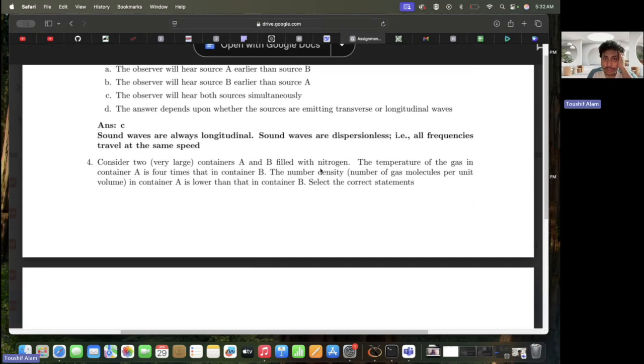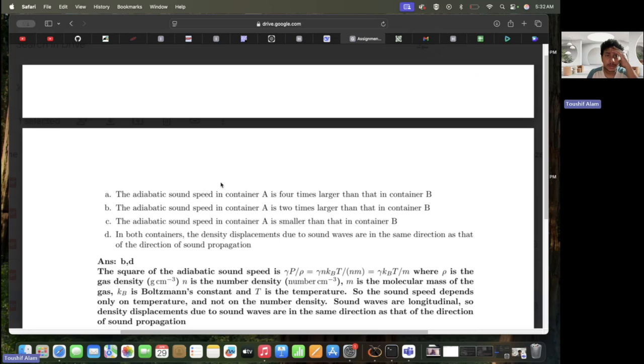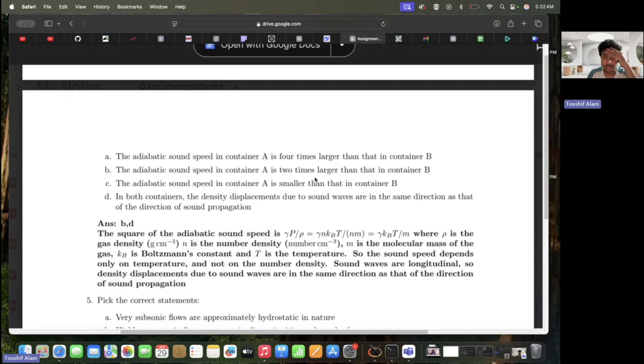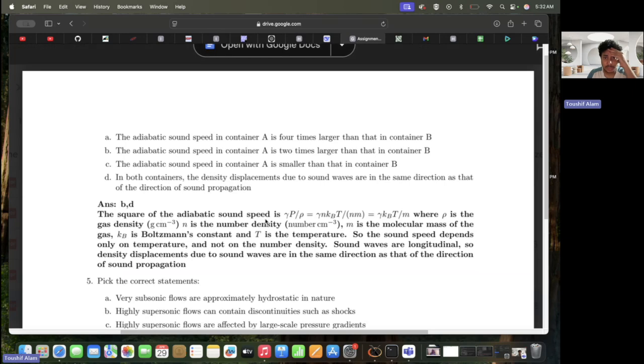Consider two very large containers A and B filled with nitrogen. The temperature of the gas in container A is 4 times that in container B. The number density in container A is lower than that in container B. So here, the correct statement about the adiabatic sound speed. The square of the adiabatic sound speed is gamma p by rho. You see c squared is gamma p by rho, and p is equal to nkT, right? And rho is equal to nm. So n cancels out, giving gamma kBT by m, where rho is the gas density, n is the number density, m is the molecular mass of the gas, kB is the Boltzmann constant, T is the temperature. So the sound speed depends only on temperature, and not on the number density.